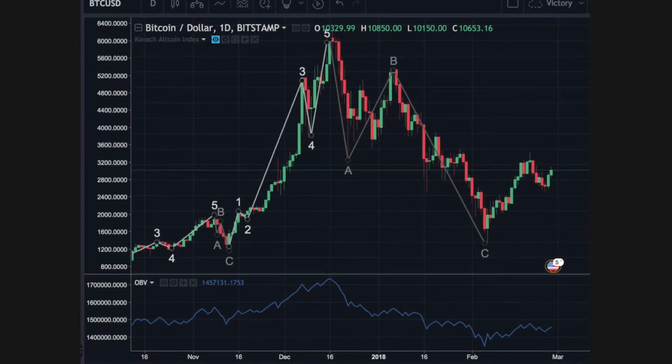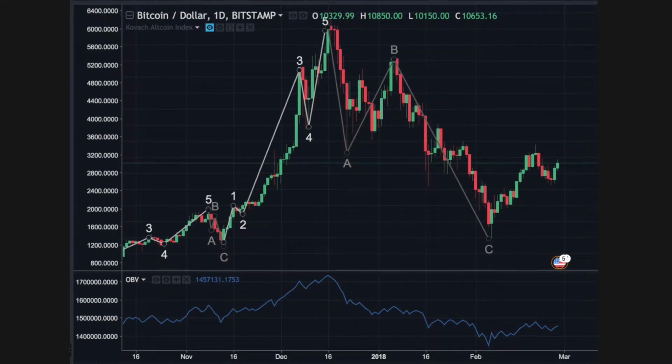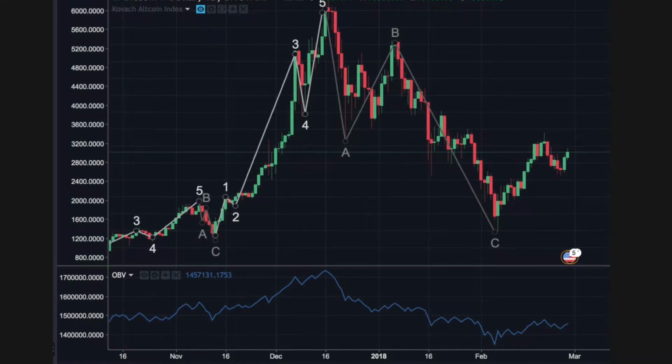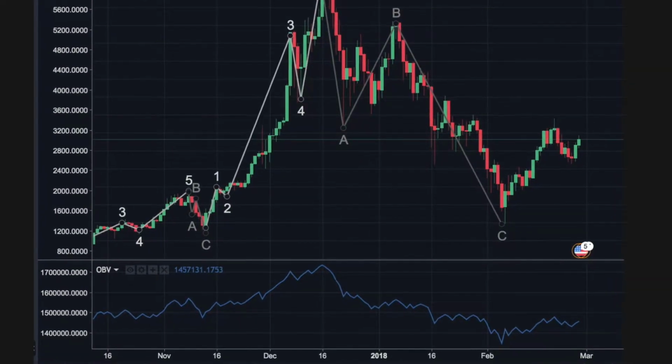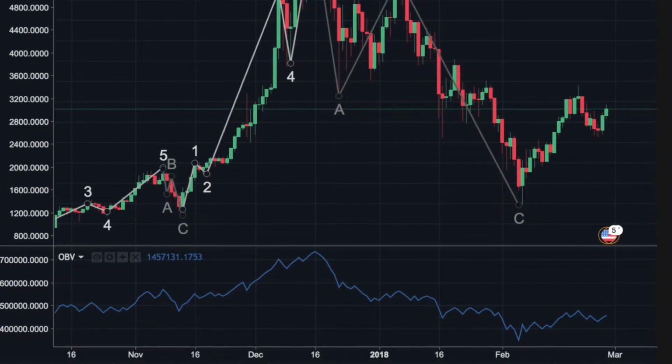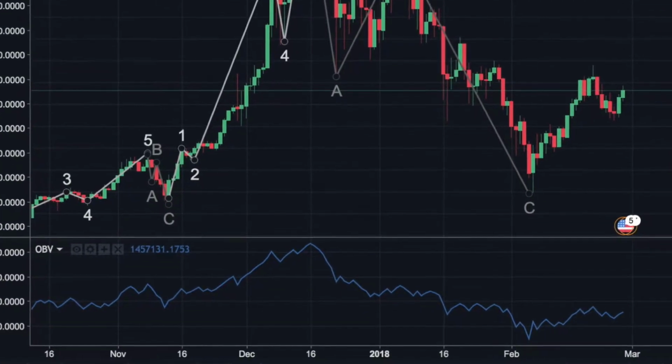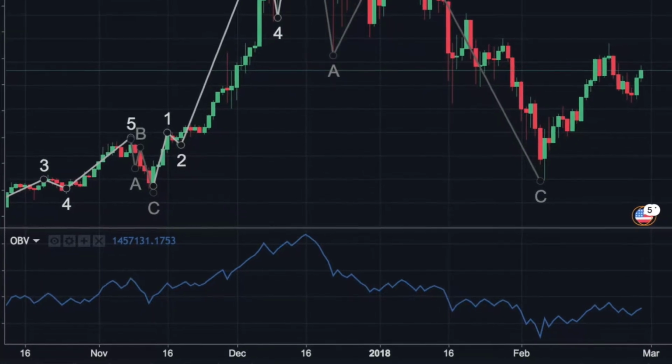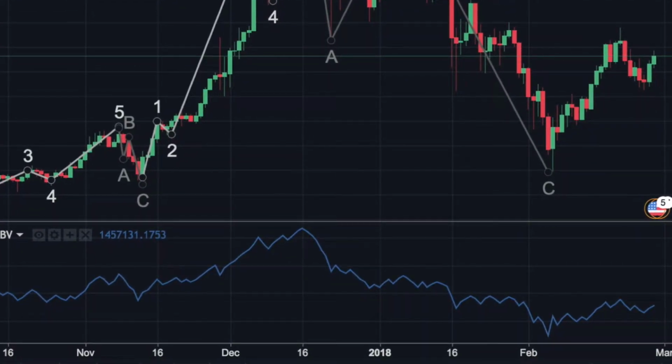In this example with Bitcoin, we're displaying the chart as well as the on-balance volume indicator. As you can tell, the on-balance volume indicator is very jagged. Now this is on a day chart, but as you could probably imagine, this would be somewhat annoying to have to deal with if you're on a smaller time frame like a 5-minute or even a 1-minute chart.